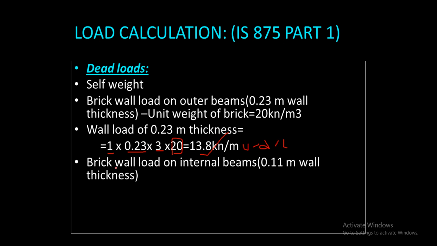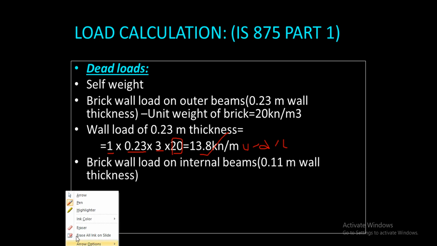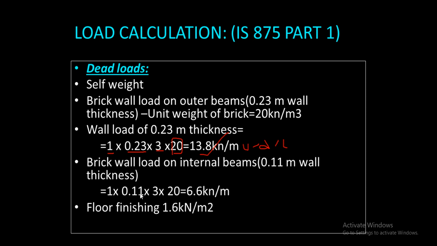And the next one is the brick wall load on the internal beams. So here we can go for the calculation as 1 into 0.11 into 3 into 20. That is for 1 meter, 0.11 thickness partition walls, 3 meter height and 20 unit weight. So we are going to get 6.6 kilonewton per meter for the internal beams, that is internal brick walls or partition walls. And I have taken floor finishing load under dead loads, that is 1.6 kilonewton per meter square. So here we are going to assign the floor loads.